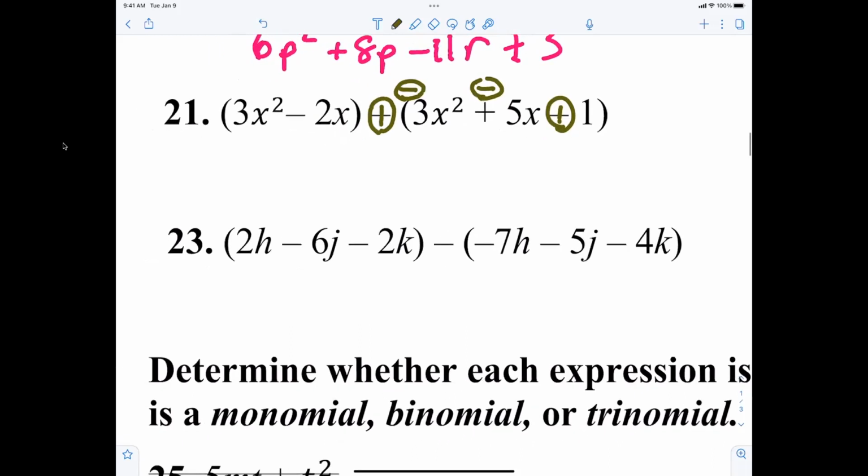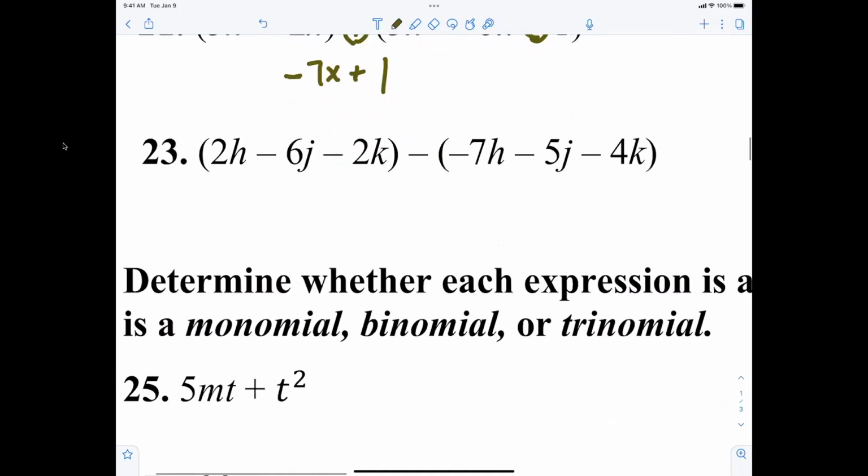All right, so now we're combining terms. What happens to 3x squared and negative 3x squared? They cancel. Negative 2x and negative 5x: negative 7x plus 1. That's all there is to it. It's really simple.